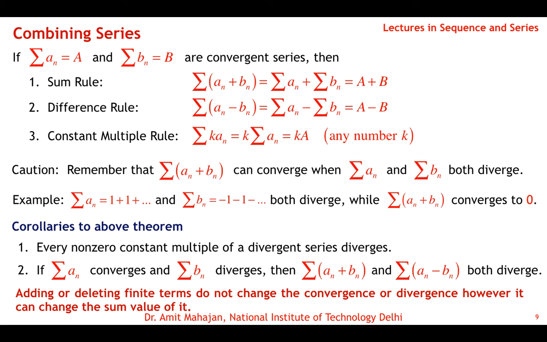And I add one remark here: adding or deleting finitely many terms does not change the convergence or divergence. However, it can change the sum value. So if you're given an infinite series and you delete the first few terms, or add a few terms to it, it will not affect the convergence or divergence, because convergence and divergence depend on how it behaves when n becomes large, so it does not depend on the first few terms. But yes, if it is converging and you have deleted or added a few terms, then the sum of the original series and the sum of the new series may be different, based on what values are added or deleted.